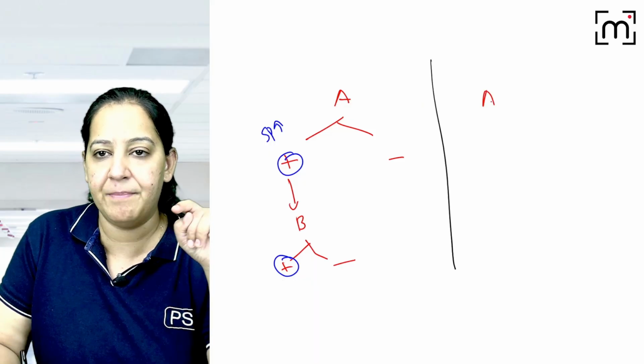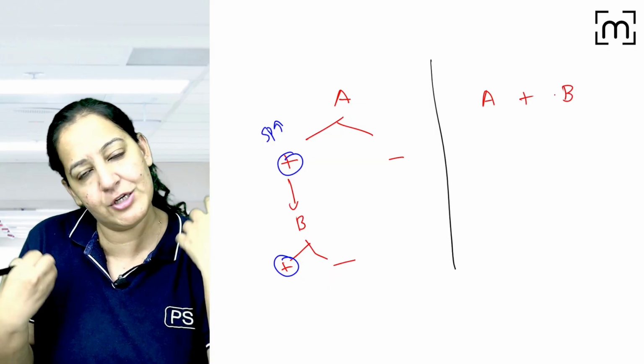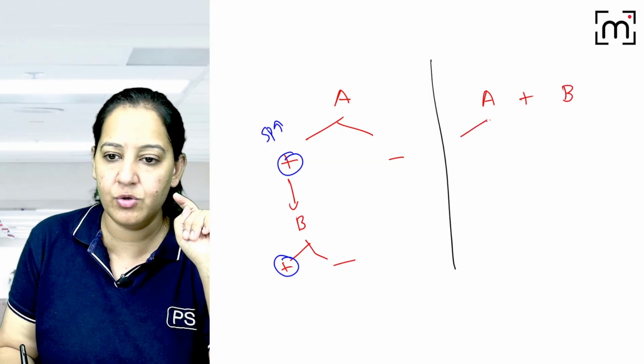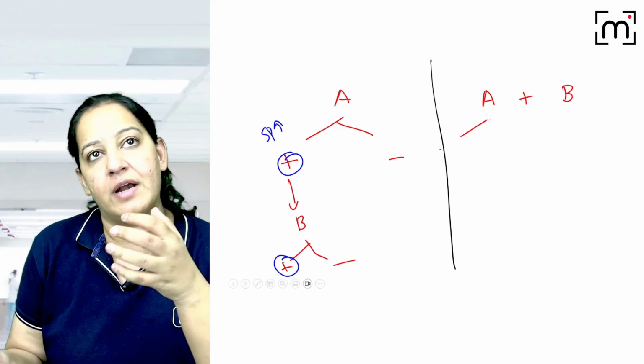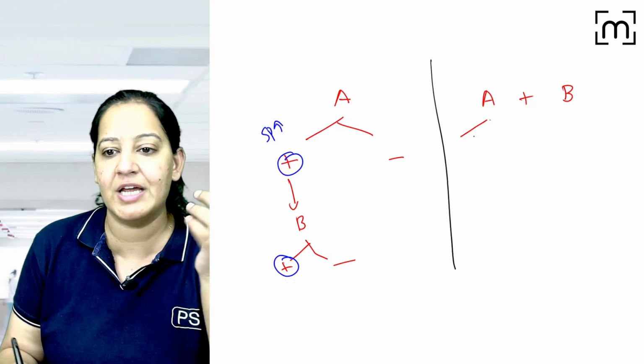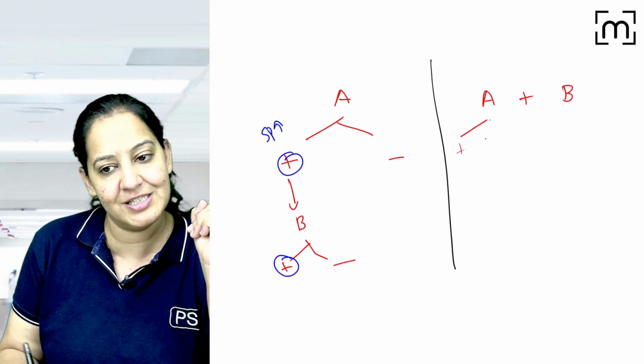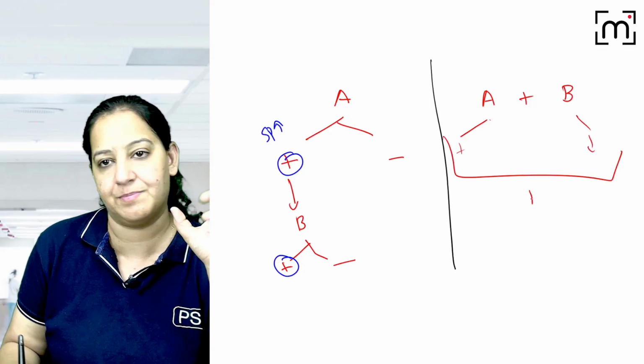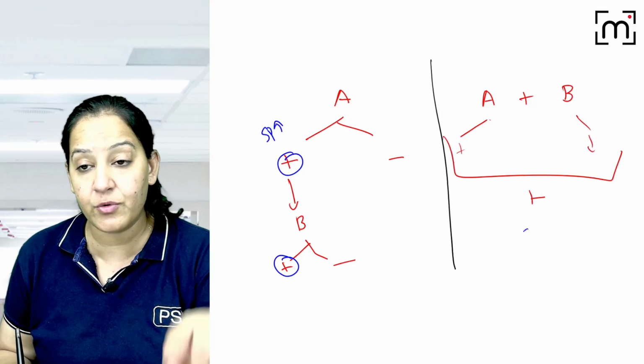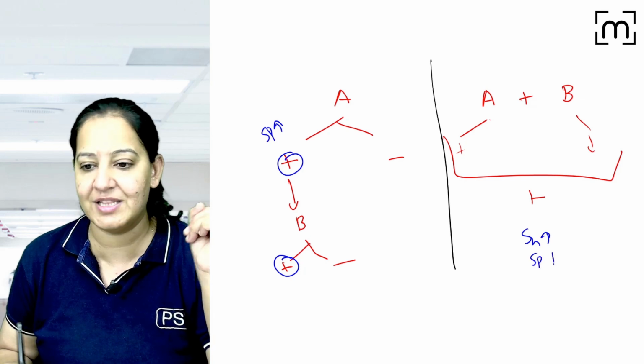On the contrary, there is one more type of arrangement, that is in parallel. In parallel, we perform both the tests together, A plus B together. Here also there are four possibilities. Both are positive, both are negative, one is positive and one is negative. Even if one is positive, either this or that, consider the total as positive. By doing so, we are increasing the sensitivity, but reducing the specificity.